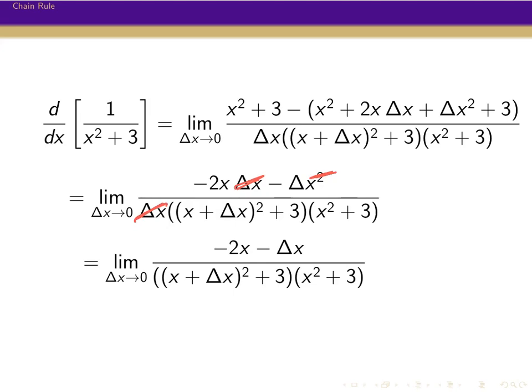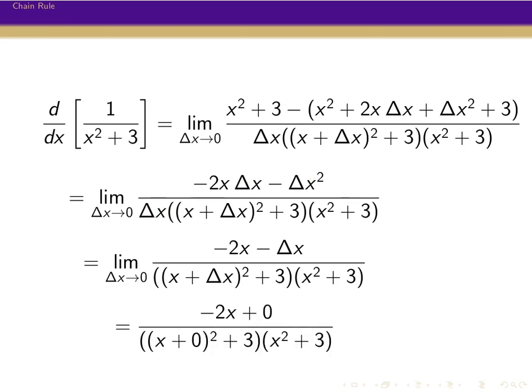So that's going to disappear. What are we left with on top? Minus 2x minus delta x over our common denominator from before. At this point, thinking about this limit, we want to take delta x goes to 0. We couldn't do that when there was a delta x getting multiplied on the bottom, but now we've canceled that delta x out, and so now there's going to be no problems plugging in 0 for delta x. So we can do that.